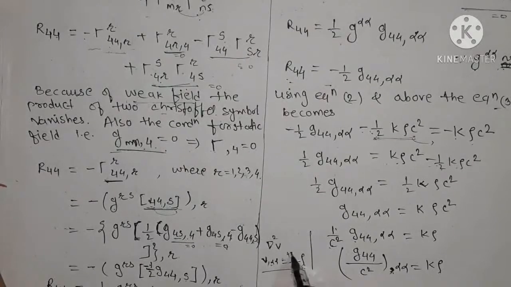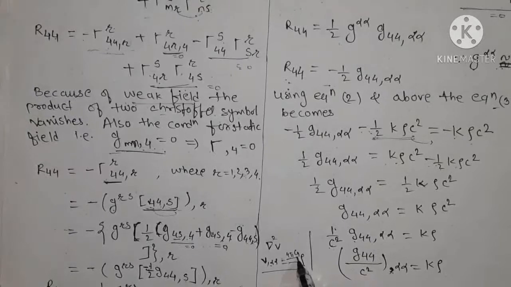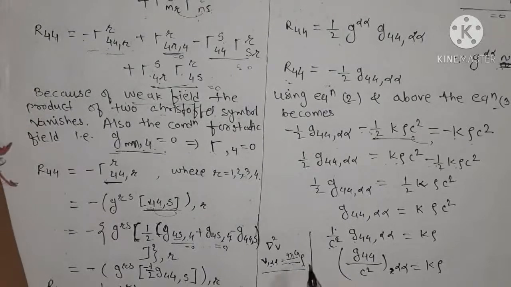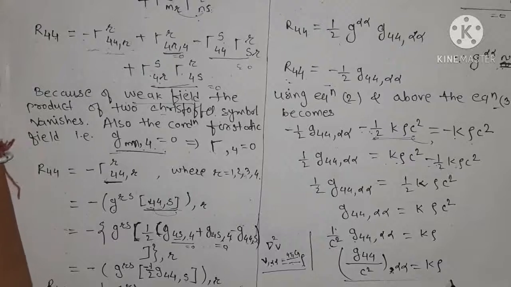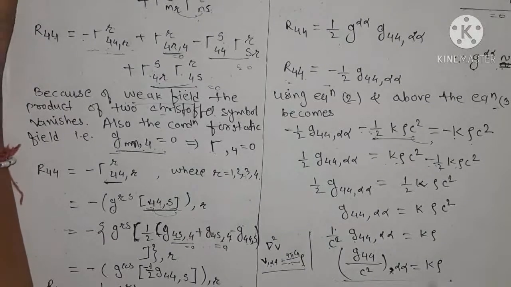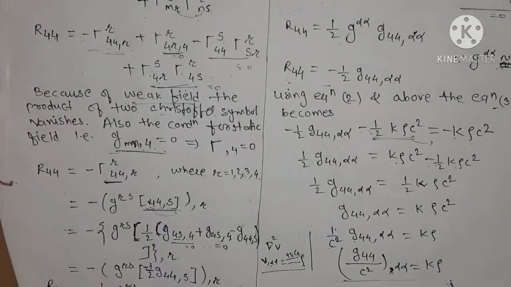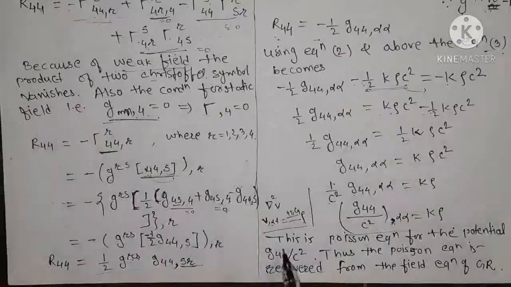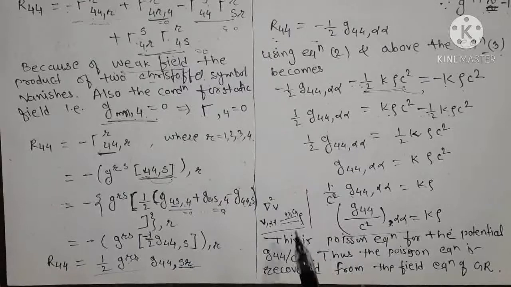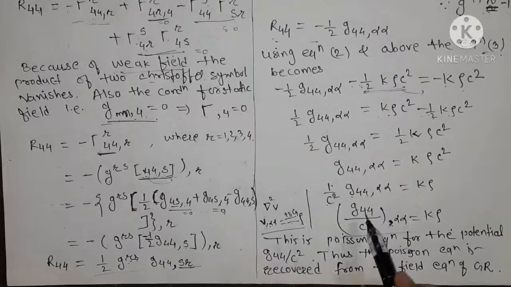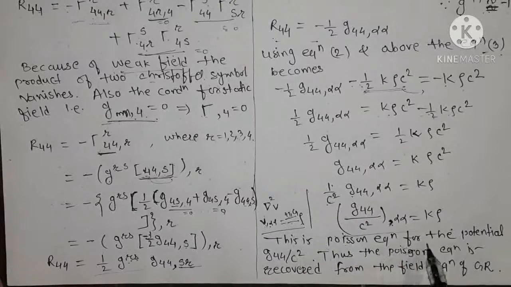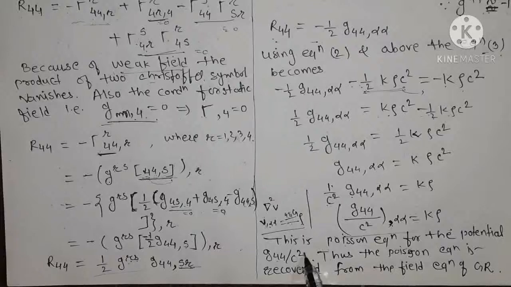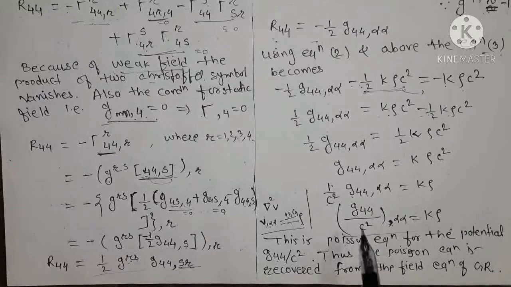Some constant, that is 4 pi G in our case, but we are taking some constant into rho, so this is the same as in this form, and thus we say that the Poisson equation can be recovered from the field equation of general relativity. Since we have V as the gravitational potential, here V is nothing but our g44 upon c square, and thus this is a Poisson equation for the potential g44 upon c square.